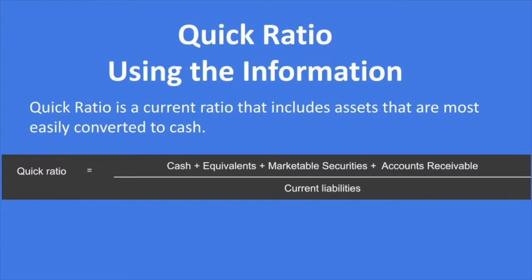So if we think about what exactly are the things that are as close to cash as we can get, usually it is cash, cash equivalents, marketable securities, or accounts receivable. These things usually turn over within 1 year. And then we compare that against the current liabilities. So again, it's a stricter measure of the current ratio.